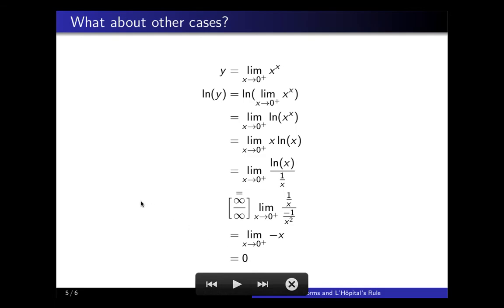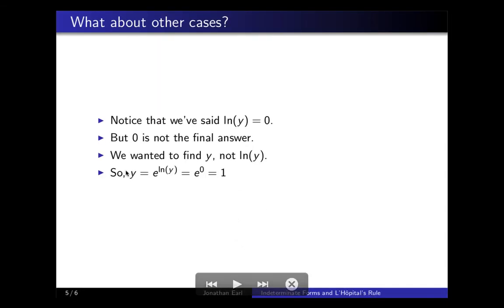Now, the important part with this is what we found is the natural logarithm of y. So we found the natural logarithm of this limit, and now all that remains is to raise both sides to the e. So we know that the natural logarithm of y is 0, and that tells us that y has to be e to the 0 or 1.